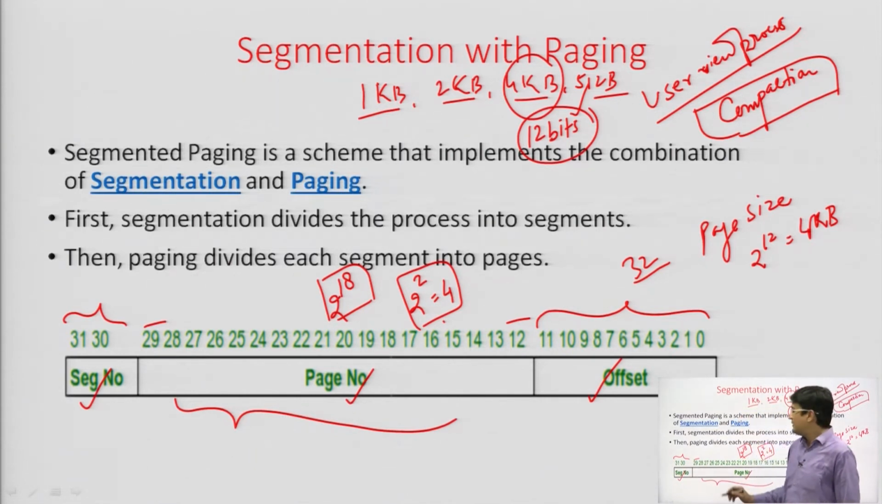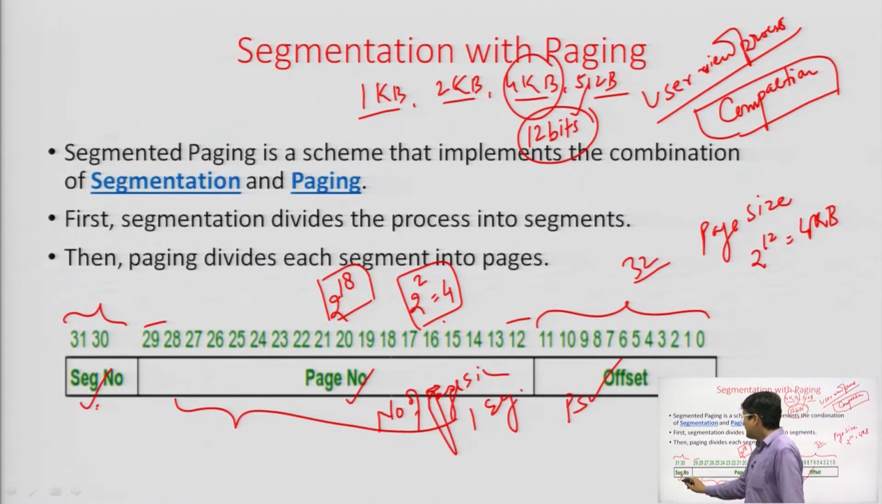I again repeat that this is the 32-bit format. In the 32-bit format, the last part is referring to the page size. This is referring to the number of pages in one segment, and this is referring to the segments, the number of segments. So, here we have 2 bits only. So, there will be 4 different segments.